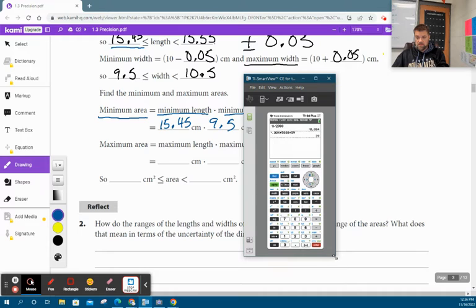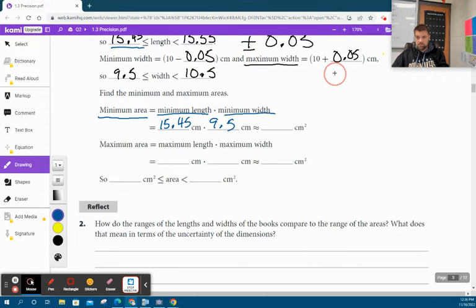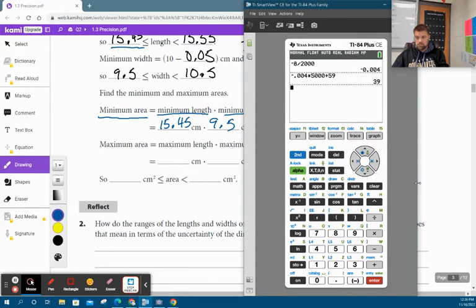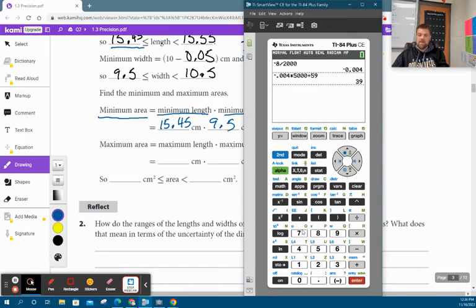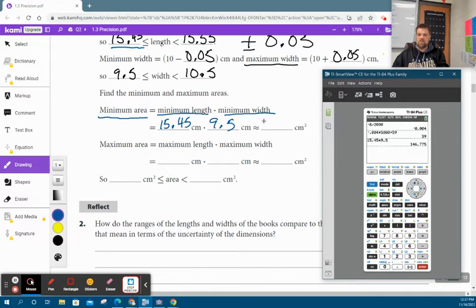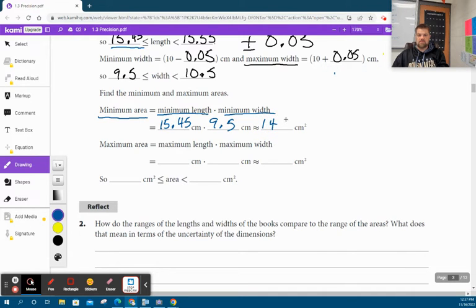Let me make this a little bigger so you guys can see what I'm doing. I'm just going to say 15.45 times 9.95, and we'll get 153.73. Okay? And so if we were to round to the nearest one, and I'll talk about why we're choosing to round to the nearest one in a second, that actually ends up becoming 154.